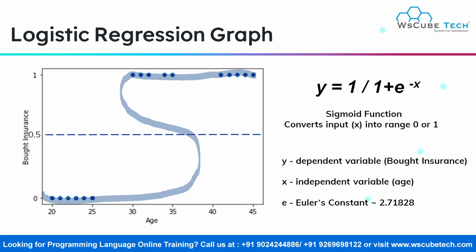Now basically, this sigmoid function is going to convert the independent variable, that is your age, into an expression of a probability that ranges between 0 and 1. As you can see, age is on the x-axis. It will map this into the interval of 0 and 1, that is what you see on your y-axis.